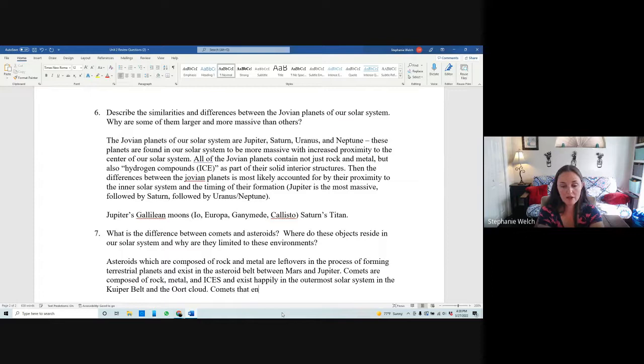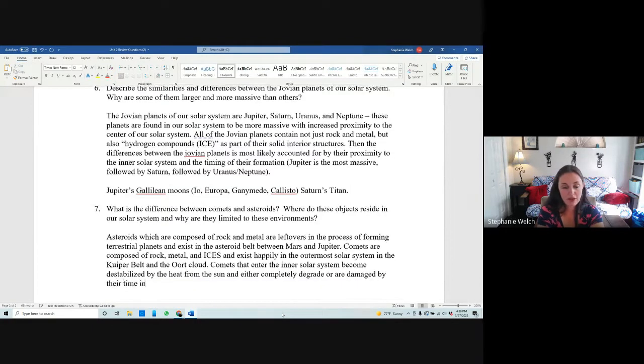Comets that enter the inner solar system become destabilized by the heat from the sun and either completely degrade or are damaged by their time in the inner solar system.